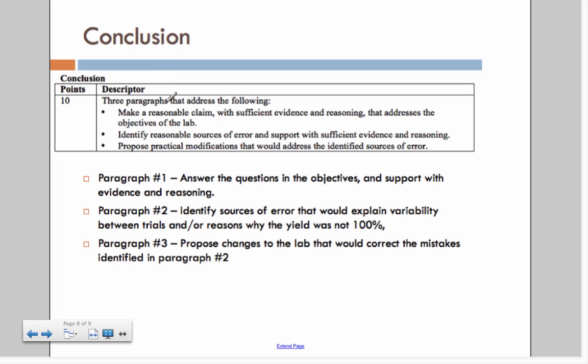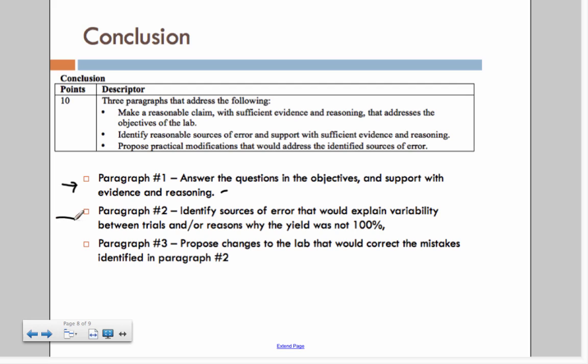Okay, so now finally we're on the conclusion here. For the conclusion, I'm looking for 3 paragraphs. Okay, paragraph 1, I want you to answer the questions in the objective and support with evidence and reasoning. So I want you to tell me what's your theoretical yield, what's your actual yield, what's your percent yield, and talk through in general how you came about getting those values. Okay, this doesn't need to be a very wordy paragraph, but it does need to summarize how you know what those 3 values are.